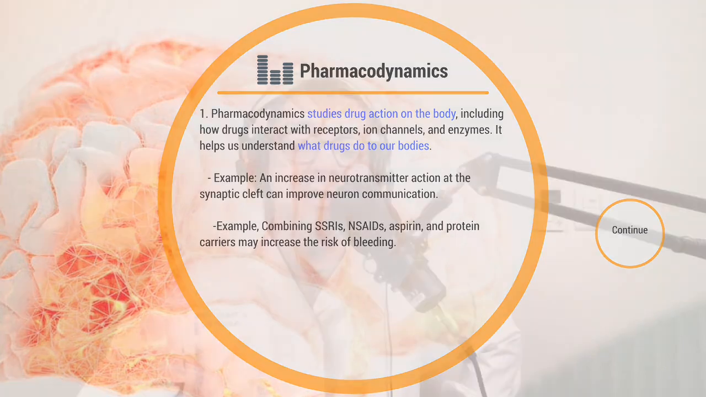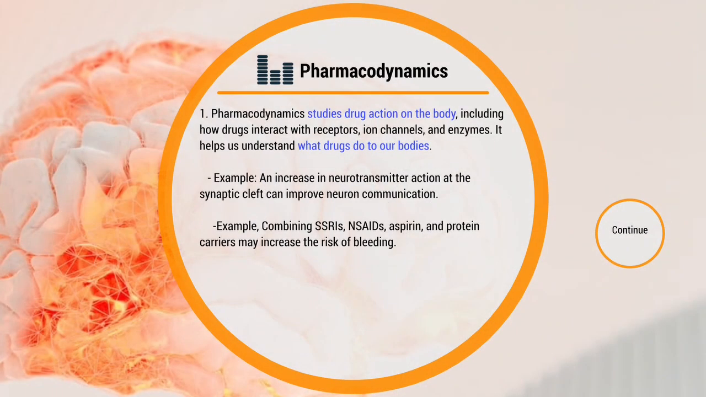Guys, I cannot emphasize enough that you need to know the difference between pharmacokinetics and pharmacodynamics, because test makers love to confuse those two topics. Know it by heart. You may see this again, so please know this concept by heart. One example of pharmacodynamics is an increase in neurotransmitter action in the synaptic cleft, because it can improve neuron communication. Another example is combining SSRIs with NSAIDs or aspirin and protein carriers, which may increase the risk for bleeding.